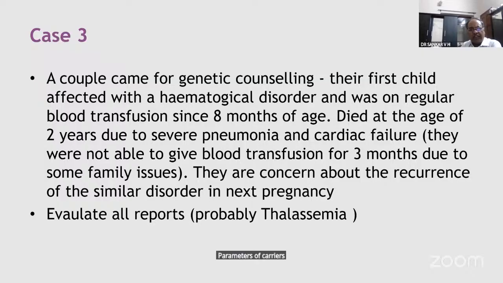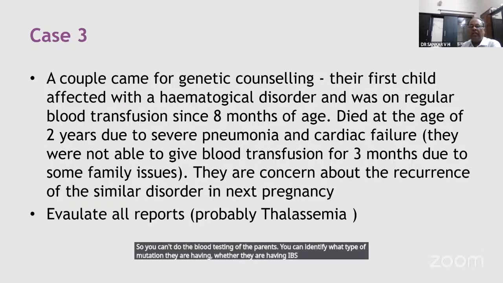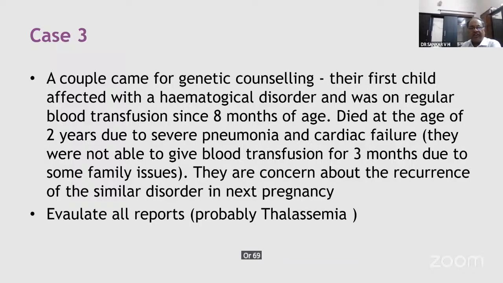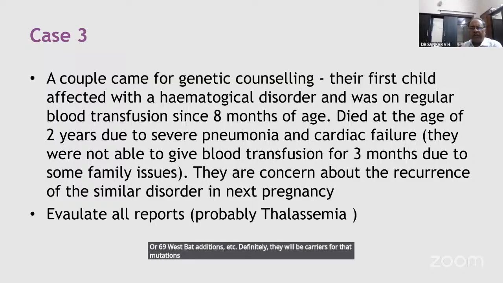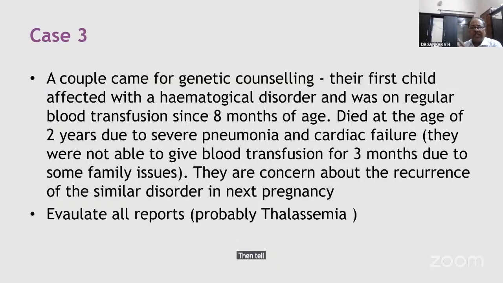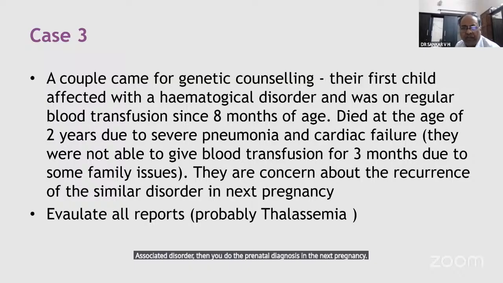So you can do the blood testing of the parents. You can identify what type of mutation they are having, whether they are having IVS 1-5 G>C or 619 base pair deletion, etc. Definitely they will be carriers for those mutations. Identify the mutations, then tell them the recurrence risk. Recurrence risk is 25% since it's an autosomal recessive disorder. Then you do the prenatal diagnosis in the next pregnancy and identify the mutation, whether the baby is affected, a carrier (heterozygous), or not affected.